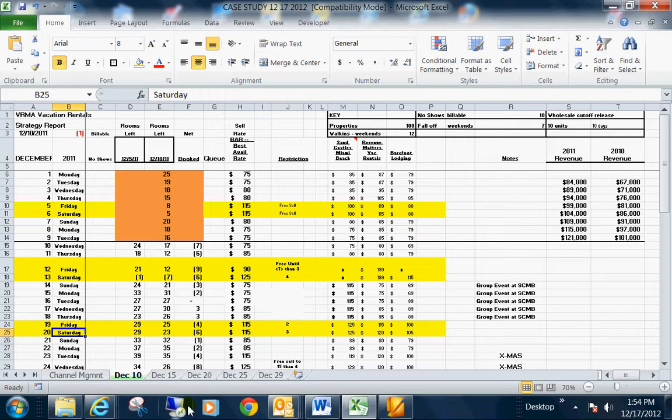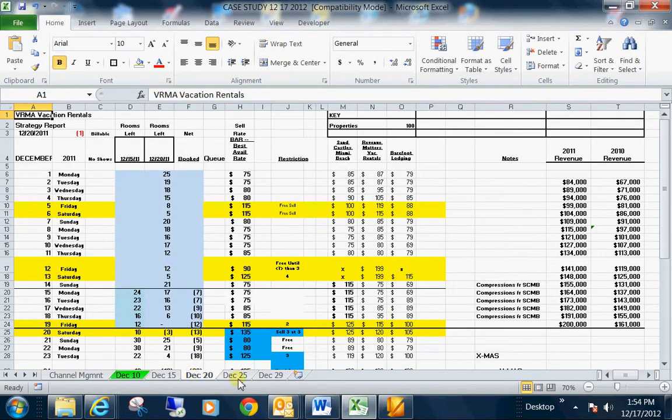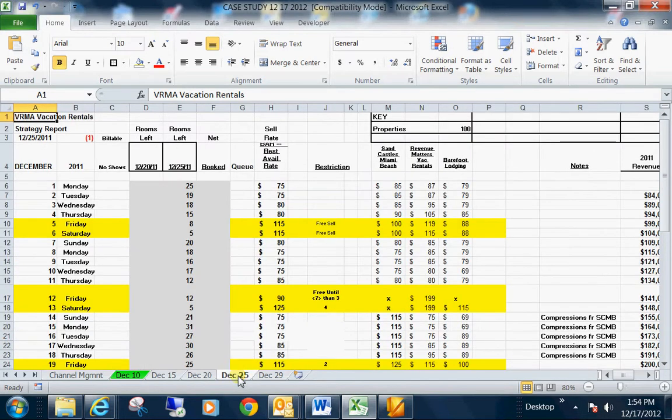What I've done is, from December 10th to December 29th, I have a presentation of what has occurred in a fictitious hotel. We'll call it VRMA Vacation Rental. Each day, depending upon what the revenue manager did in terms of raising, lowering ADRs, raising, lowering minimum lengths of stay, sell-throughs, and so on and so forth, there's quite a few things you can do. Each day it shows what revenue came in as a result of what the revenue manager did.